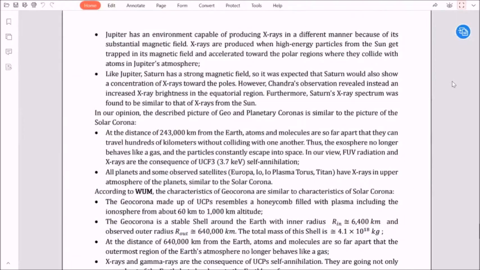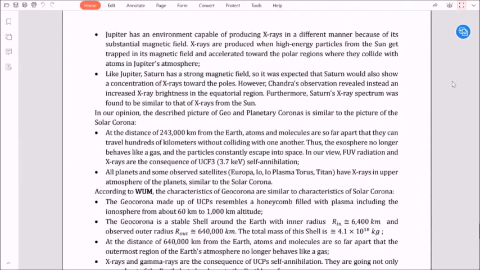Like Jupiter, Saturn has a strong magnetic field. So it was expected that Saturn would also show a concentration of X-rays toward the poles. However, Chandra's observations revealed instead an increased X-ray brightness in the equatorial region. Furthermore, Saturn's X-ray spectrum was found to be similar to that of X-rays from the Sun.